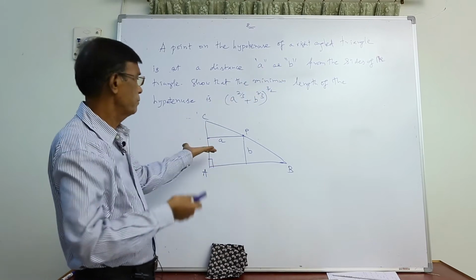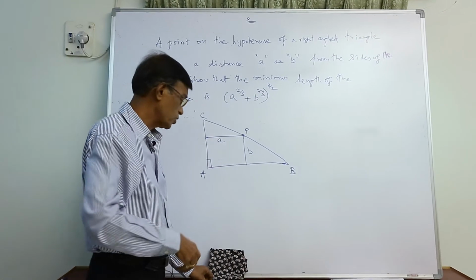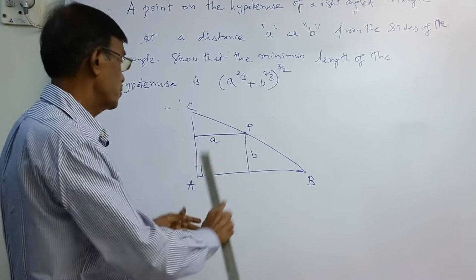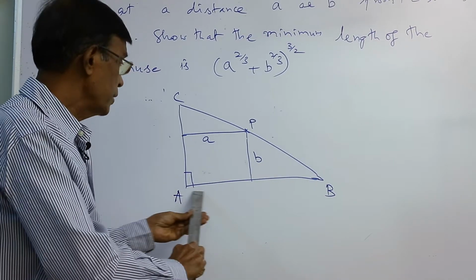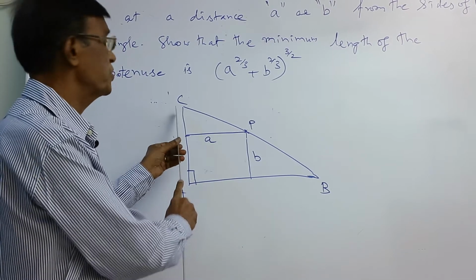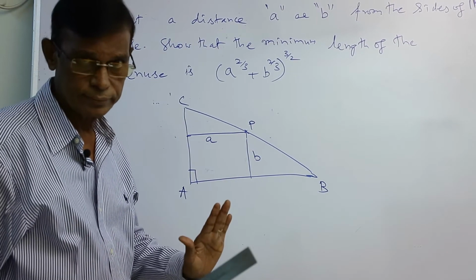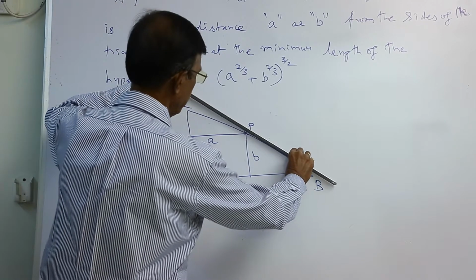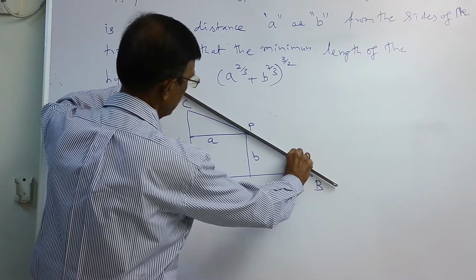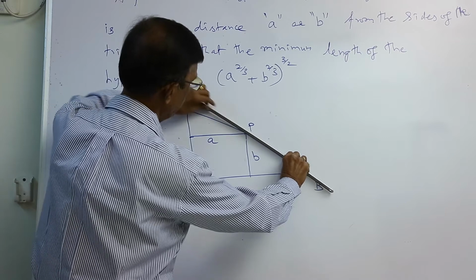But here what happens, I want to express that A and B are constant, but the length of AB and the length of AC are not given. That is the most important thing, because suppose I just fix the point B here, then what happens?